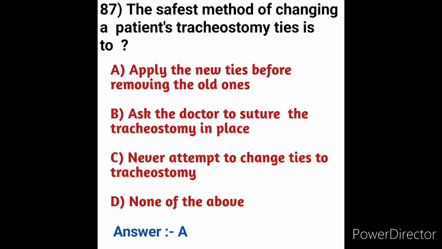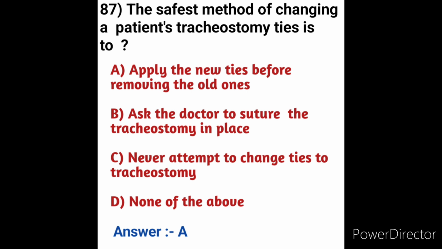we have to do it early in the morning. We clean the area and do suction. Then we have to assess whether there is any sepsis, pus, or bleeding from the suture site. We assess the tracheostomy site, clean it with surgical aseptic technique, and tie the tracheostomy tube. So here option A is the correct answer.